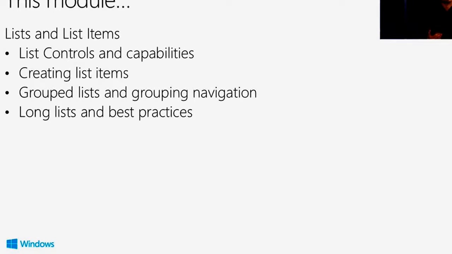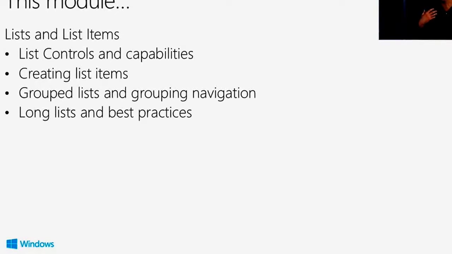We're talking hundreds, maybe thousands of objects. And how do we deal with that? How do we get the best performance possible out of our lists?